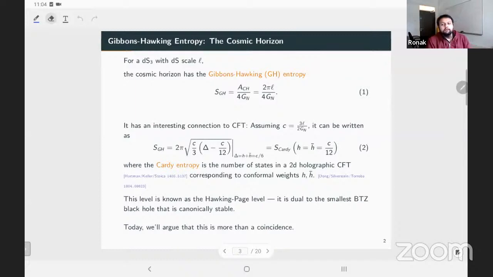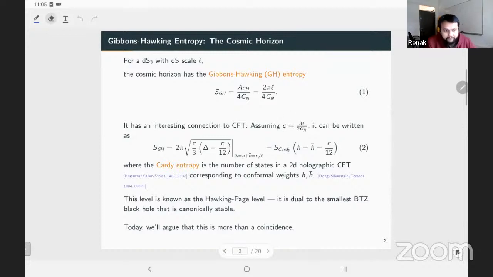Now, this is a very old observation dating back, I believe, to the 80s. The new thing that was added in 2018 was that this value has a very interesting connection to CFT. So assume that there's a number C, which is 3L over 2G Newton. This formula, 3L over 2G Newton, is the Brown-Henneaux formula for the central charge of a CFT dual to AdS. But de Sitter, of course, does not have a dual CFT. So here C is just some formal number.